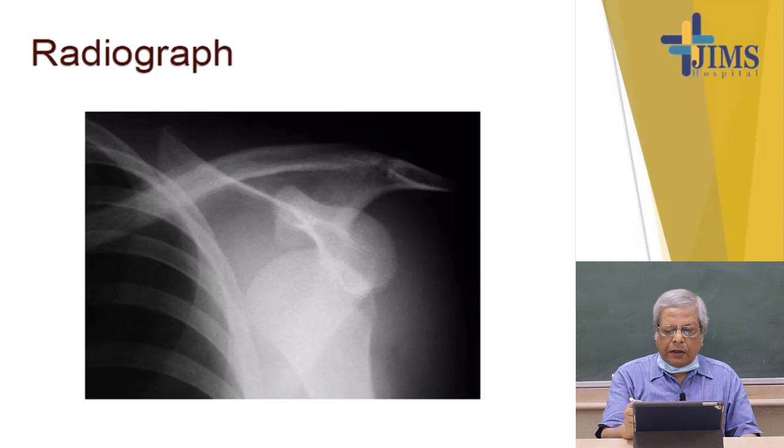After the dislocation, the glenoid is here. The head is completely out of the glenoid and lies below the coracoid process. This is the coracoid. This is the acromion process. This is the anterior dislocation of the shoulder.